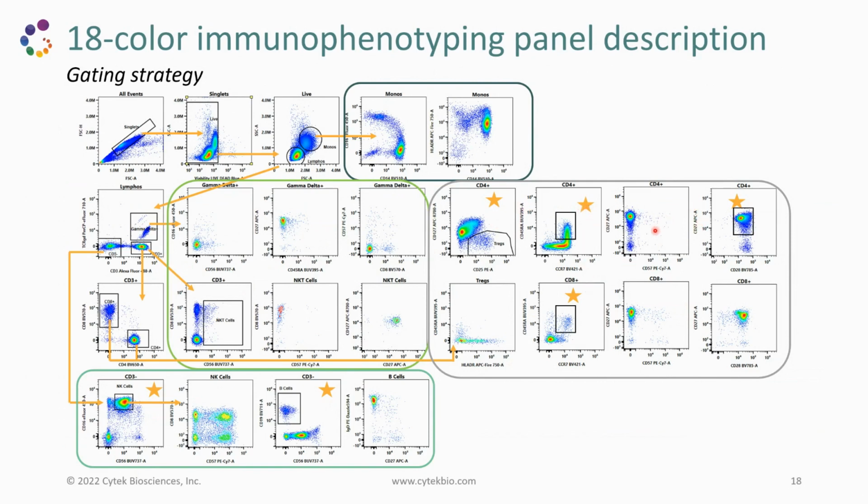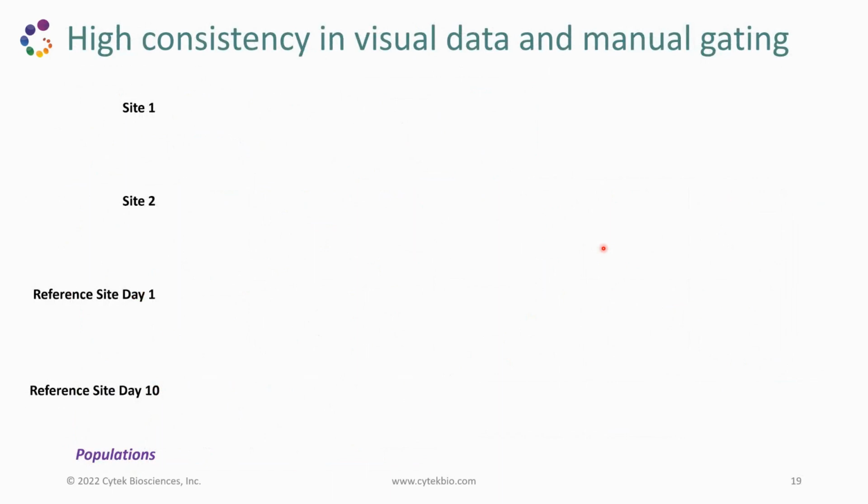And we are going to analyze what happened with those populations across the sites when we run exactly the same lot of this lyophilized kit. So here I'm going to show you data of 3 sites: site 1, site 2, and what we call our reference site, a site where we had a high number of runs, where the user graciously gave Chris access to the instrument for several days.